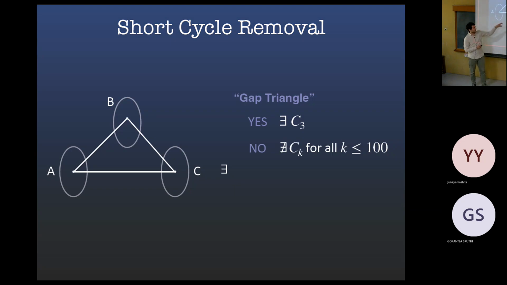So what we do is we look at this gap triangle problem. Right? You would like to have this gap between 2 and 100. So let's look at this problem. You have a graph. You want to know for every edge: in the yes case, the edge is in a triangle. In the no case, the edge is not in a short cycle. There's no short cycle using that edge.